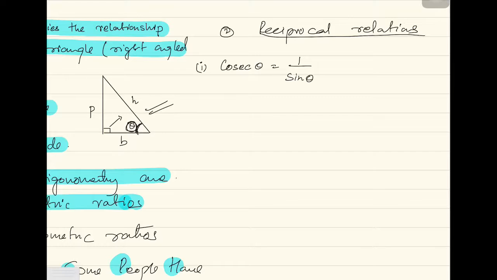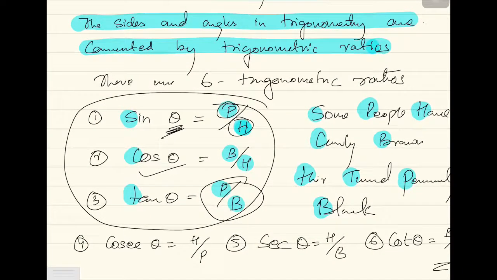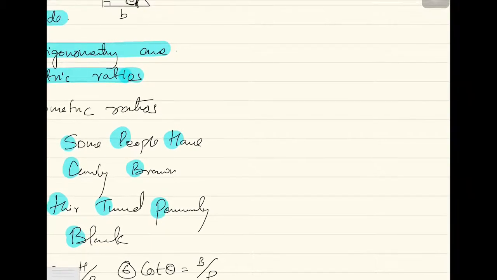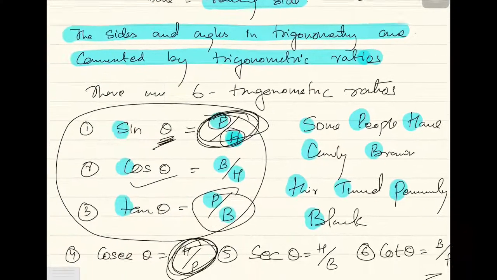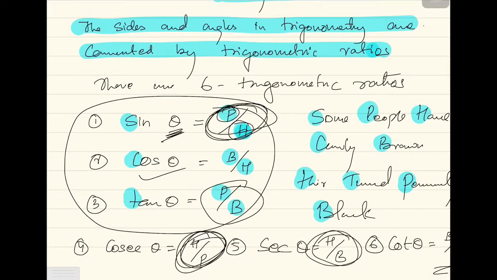What is cosec theta, everyone? The opposite of sine. How do you know? Check this out. Cosec is h by p, whereas sine is p by h, just the opposite. Similarly, number 2, sec theta, is the reciprocal of cos theta. How do you know that? Here, sec theta is h by b, whereas cos theta is b by h.